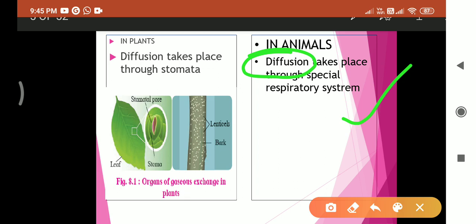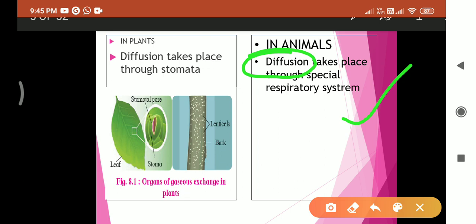As compared to plants, animals show a wide variety of respiratory surfaces or organs, right? So the respiratory surface differs in the various animals. You can see a variety among all living organisms. Some are aquatic, some are terrestrial. So according to that, they use a variety of respiratory organs.